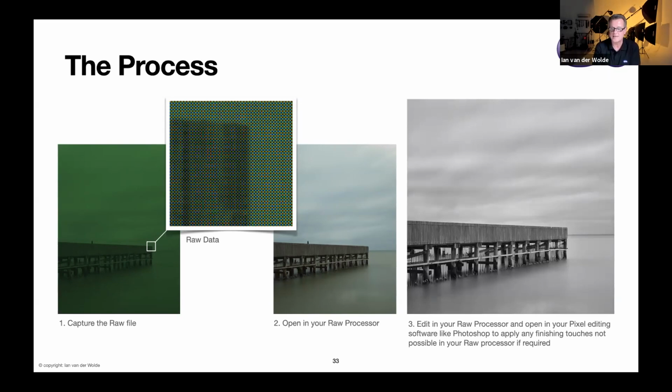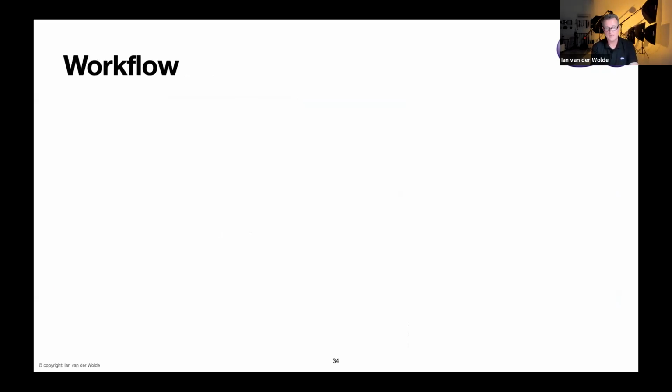So this has been edited entirely in Capture One. It hasn't actually hit Photoshop. I do use Photoshop. I don't use Lightroom. I use Capture One to process my raw files, but they do the same thing, essentially. So this has been edited. And if I don't require any more finishing touches to that, I can output that and it's ready to print. So I don't necessarily have to go into my processing software.